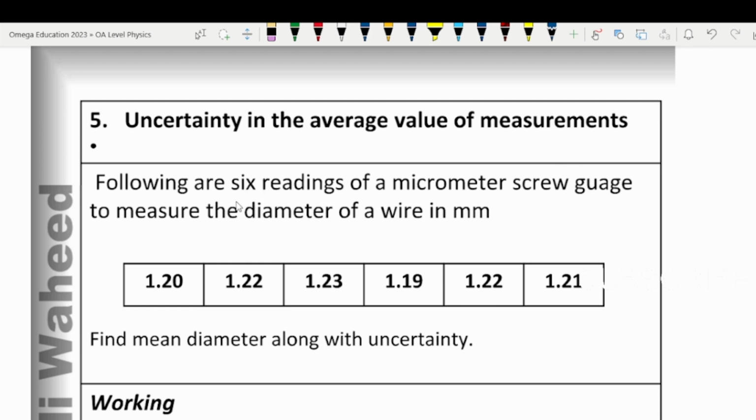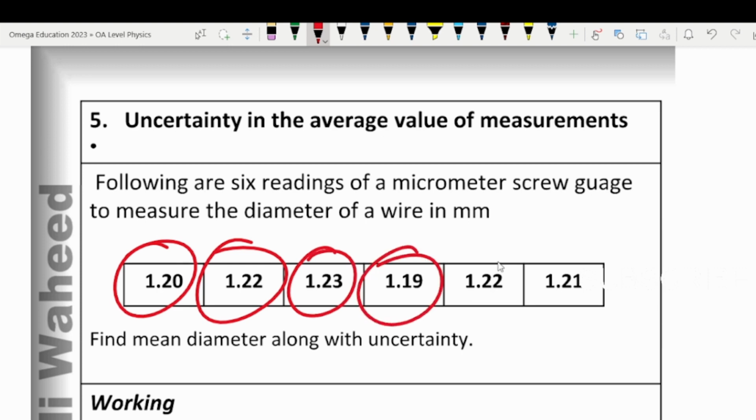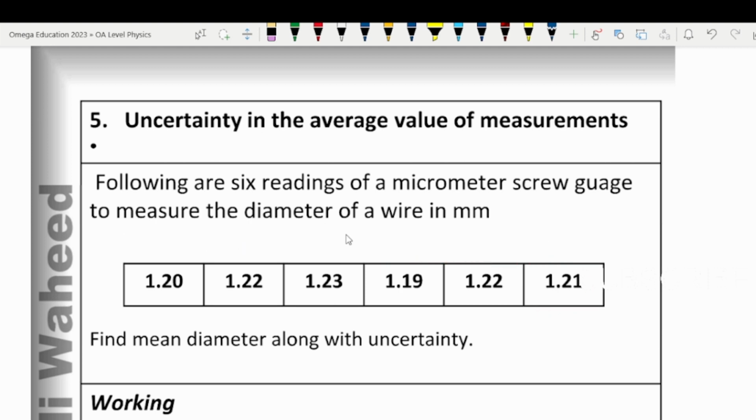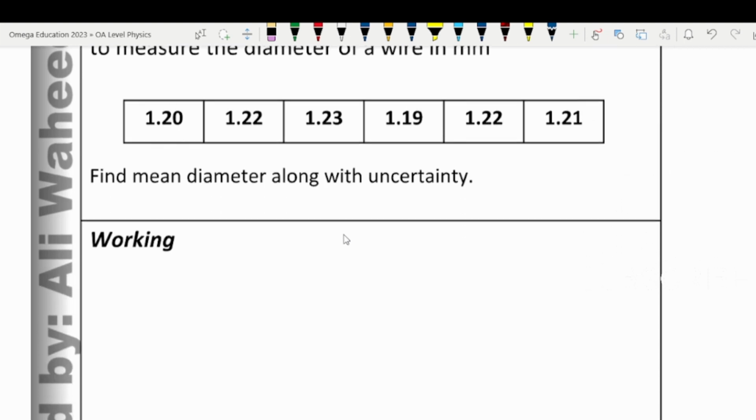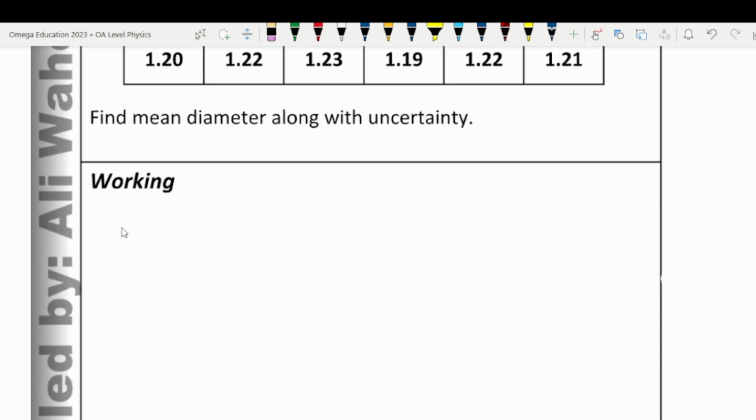So for example, you were taking readings from the micrometer. The first reading that you took was 1.20, then the second one 1.22, 1.23, 1.19, 1.22, 1.21. These are 6 readings that you have taken by the micrometer. It might be the diameter of a wire or anything. Now you need to find the mean diameter, along with the uncertainty. So first of all, let us find the mean diameter.